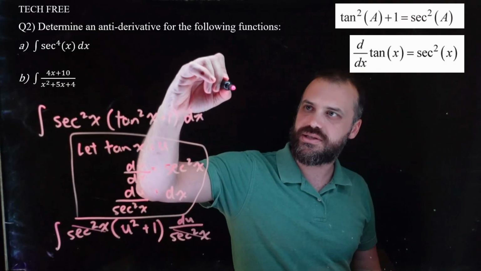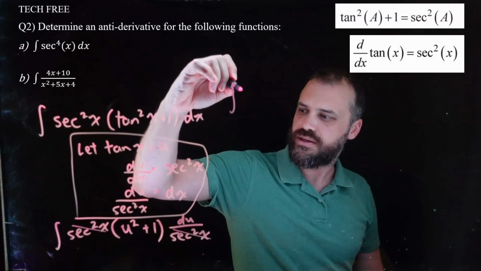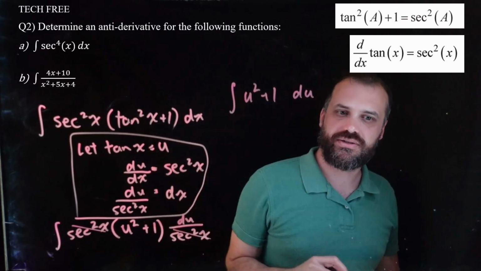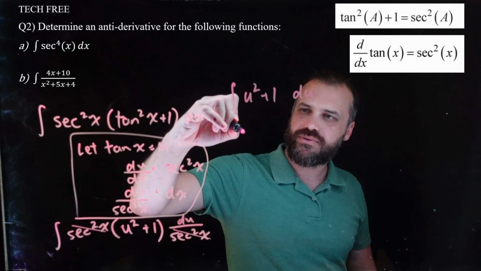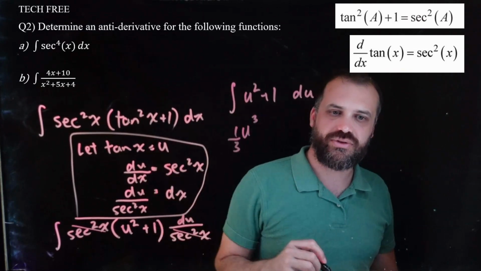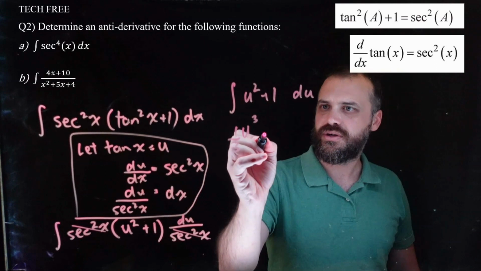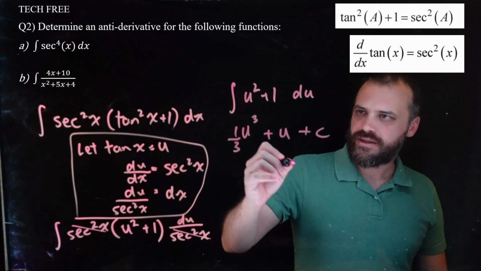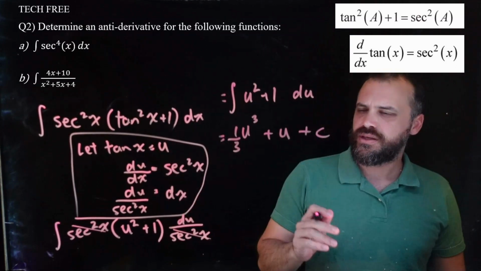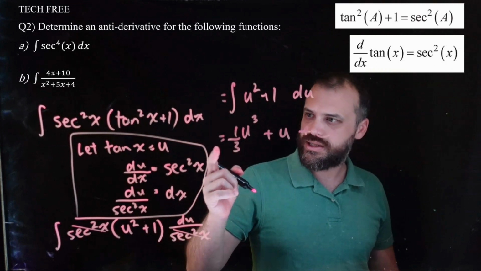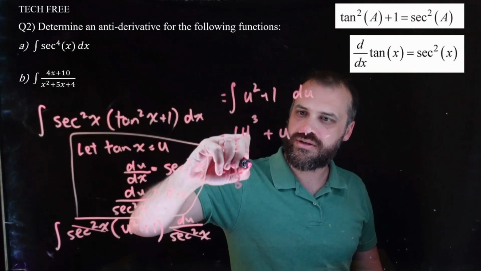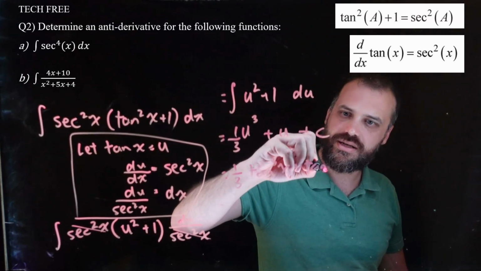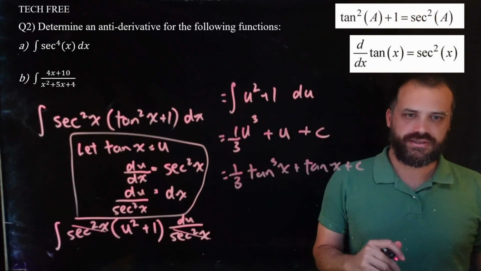And what I'm left with is the integral of u squared plus 1 with respect to u. That's simple. We've got u cubed over 3 plus u plus c. Okay, so now u is tan x. So 1/3 tan cubed x plus tan x plus c.